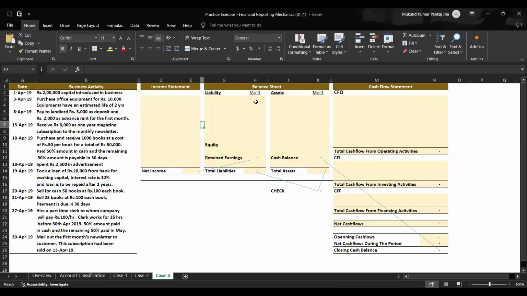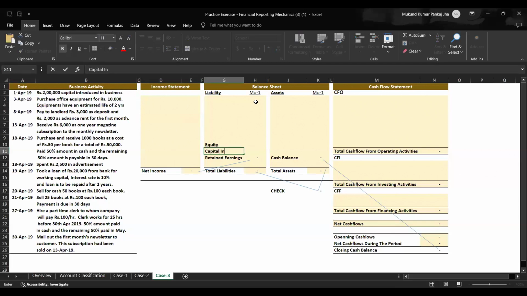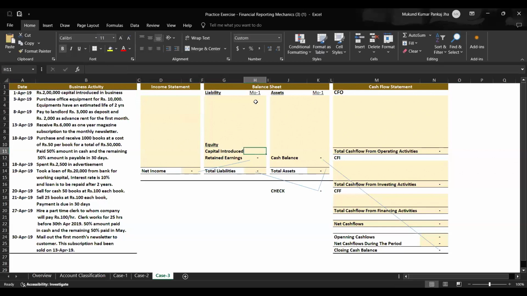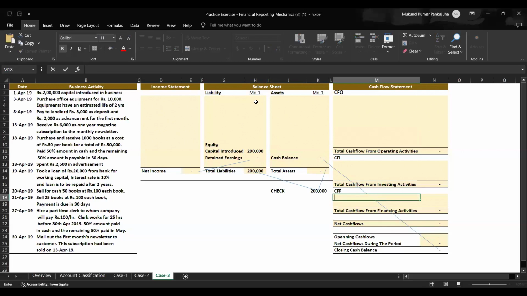Very good. GA is correct. In equity, we will use capital introduced. That is 2 lakhs. Which is the next one? Cash flow from financing activity. And that is 2 lakhs.